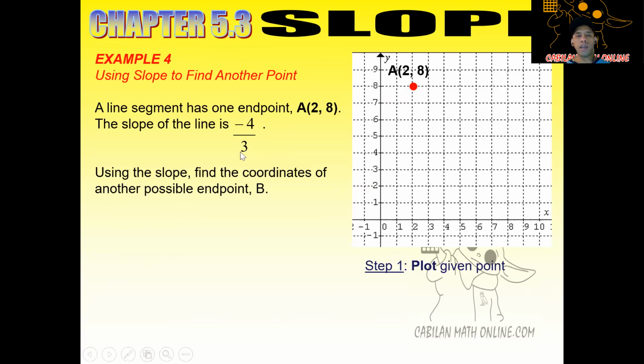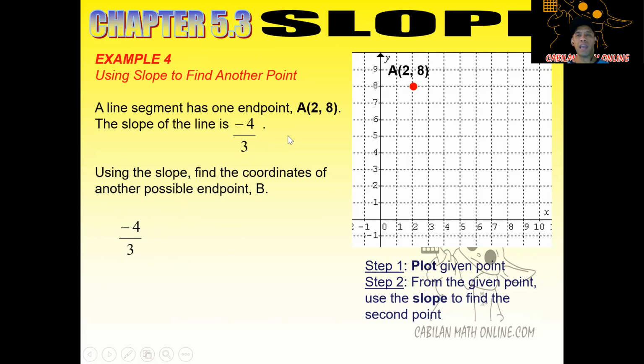Now, what we're going to do next here to plot the second point is we're going to use the slope to help us plot that second point. So what I'm going to do here is I'm going to take this -4/3 and break it down for you. All right. So what do these two numbers mean? Now remember that when you're looking at the slope of the line, the top number represents the rise, and the bottom number represents the run.